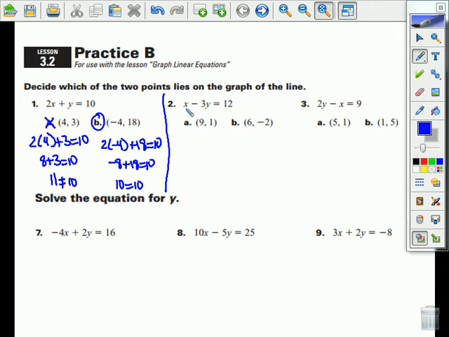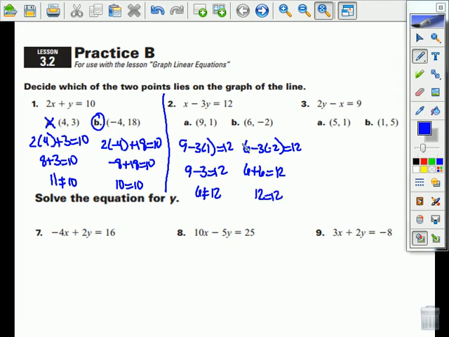I have the equation x minus 3y equals 12, so 9 minus 3 times 1, does that equal 12? In fact, 9 minus 3 equals 6, so this point would not lie on the line. Here I have 6 minus 3 times negative 2, does that equal 12? Negative 3 times negative 2 is positive 6, and 6 plus 6 does equal 12. So this point would lie on the line, and this one wouldn't.